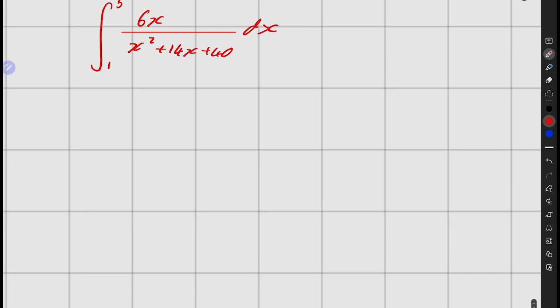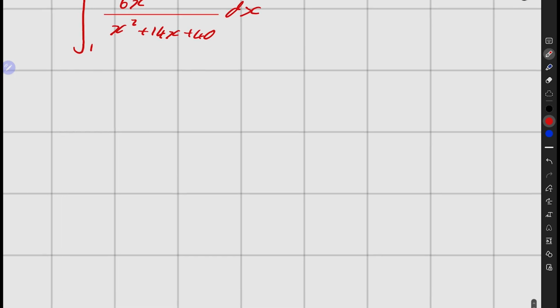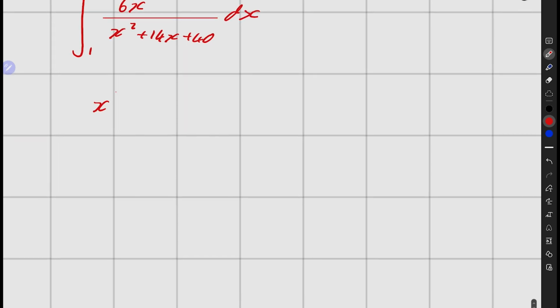Okay, so again, forget about the limits. Let's just integrate this first, just like what we've been doing before. So treat this like an indefinite integral. Let's integrate this. So again, step 1, pull out the denominator, x squared plus 14x plus 40.